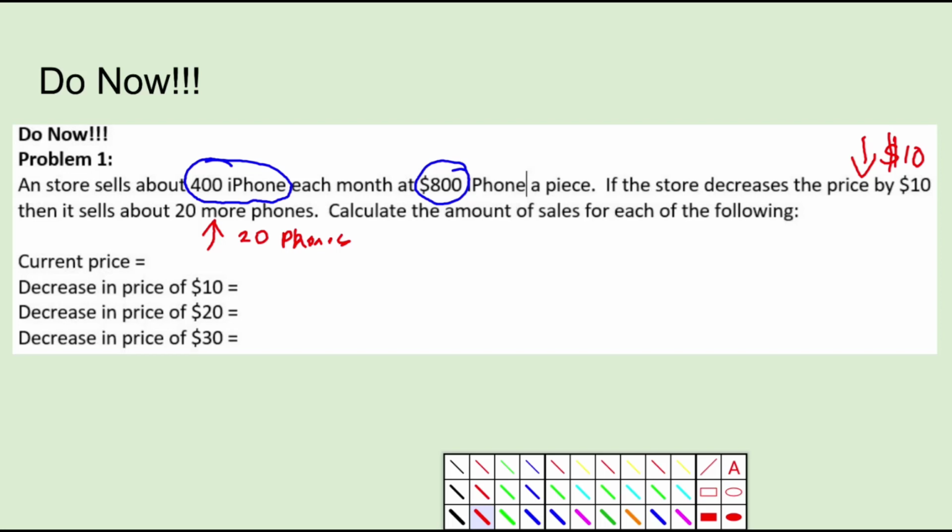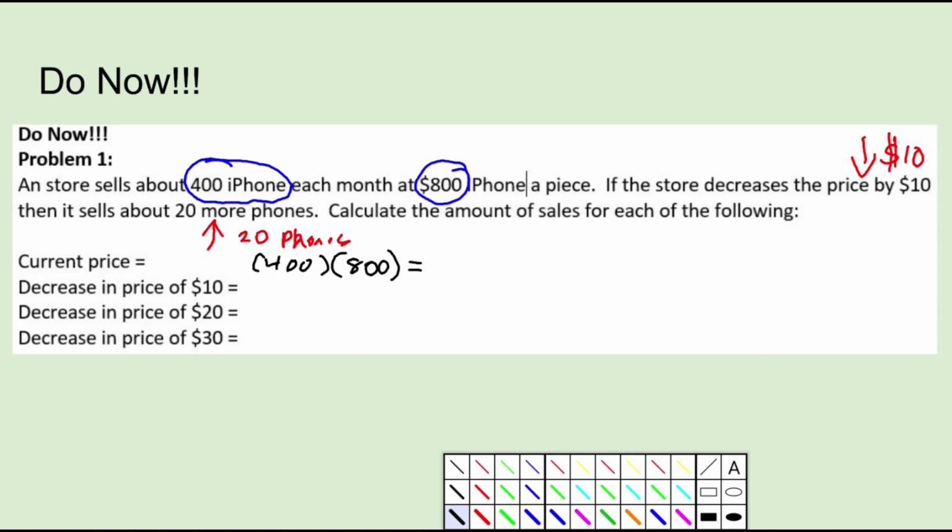Okay, so let's see if we can notice anything. So let's go ahead and start writing this out. The sales that they'll make, they should have 400, and then just multiply that by 800 and you'll get some number. I'm not going to do it yet. I'm not going to calculate it out because I want you to see something in a second.